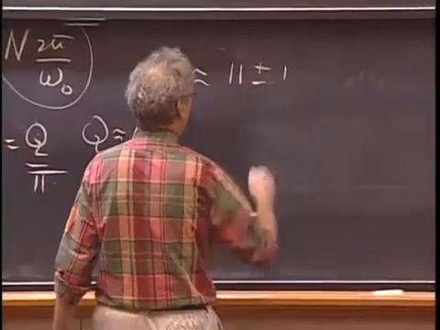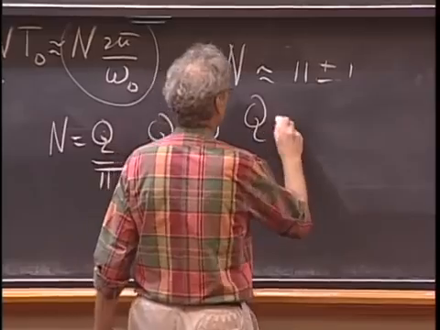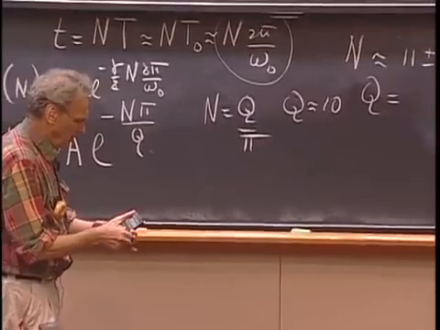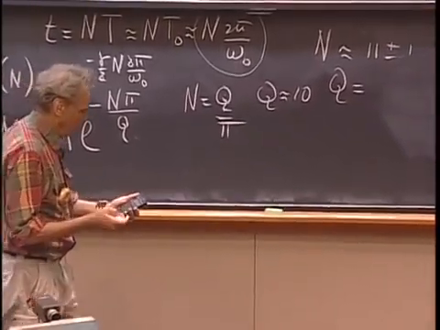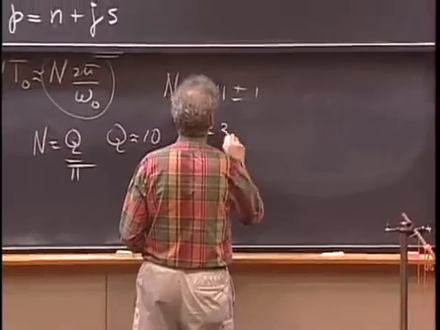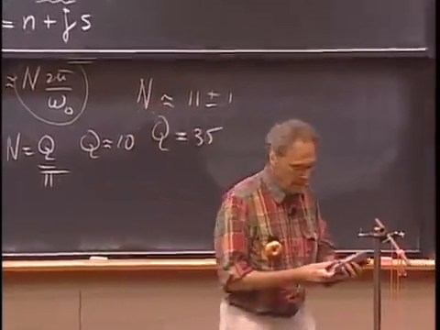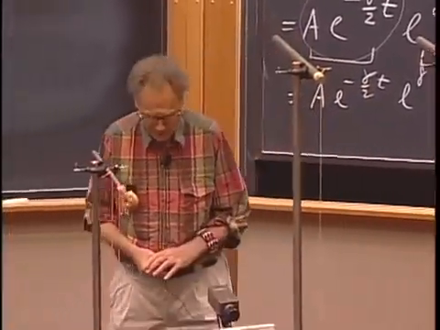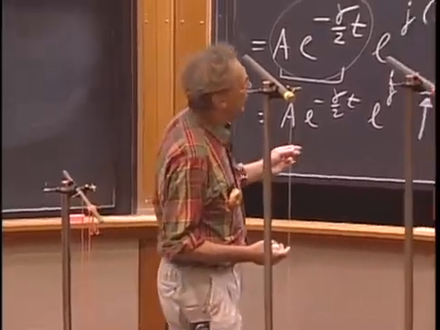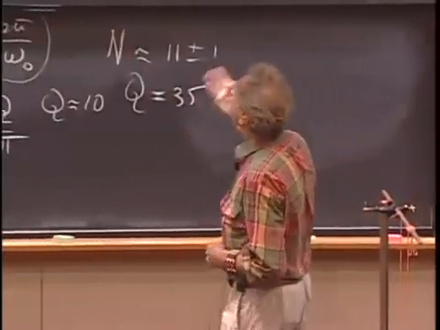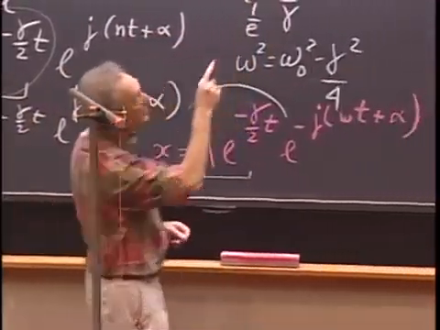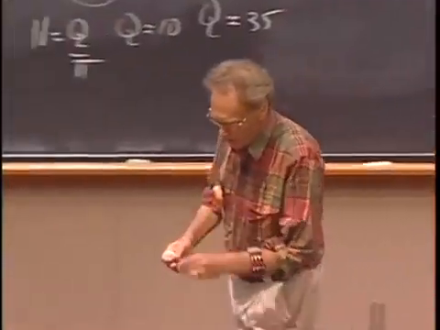So n is about 11, maybe plus or minus 1, 10% uncertainty. And so Q then is about pi times higher. It's a crude measurement, but very roughly you would get then pi times 11, about 35. That means the frequency damped is almost identical to the frequency undamped, because remember this equation, the 1 over 4. Oh, I erased it perhaps, but you have it up there. If Q is 35, you can see how close omega is to omega 0.